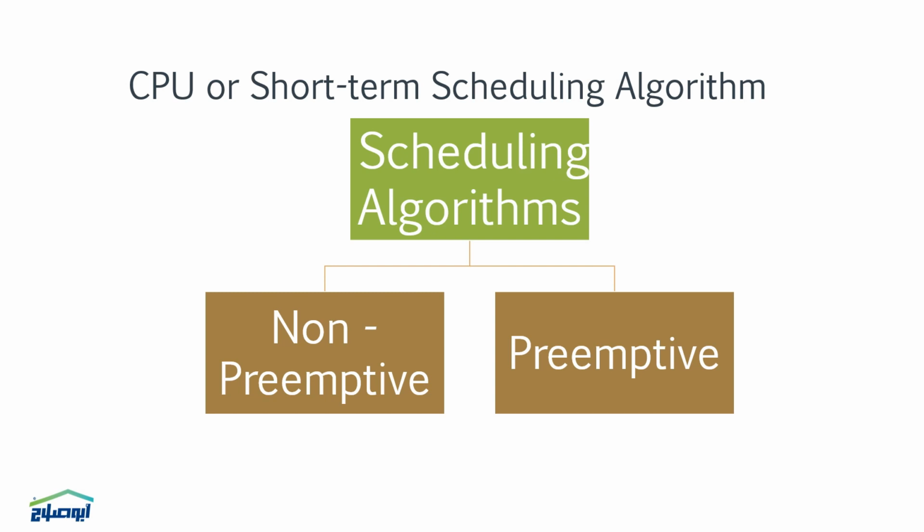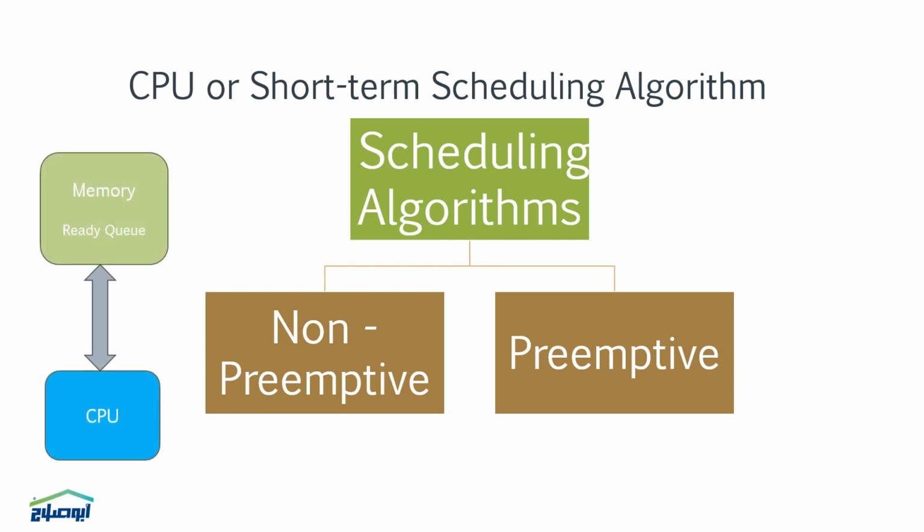CPU or short-term scheduling algorithm. Having explored the foundational concepts, let's delve into the definition of a scheduling algorithm. In an operating system, a scheduling algorithm is the mechanism that determines the allocation of CPU time to specific processes and dictates when such allocations should occur. These algorithms generally fall into two categories.